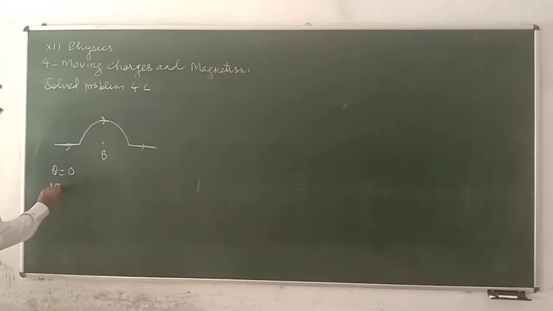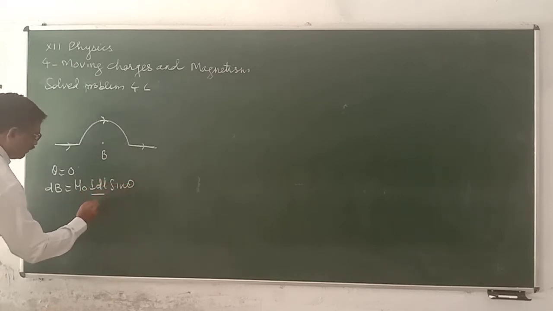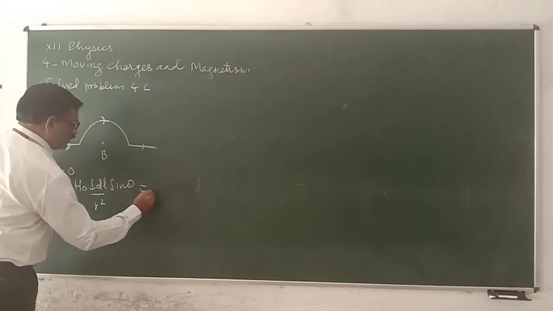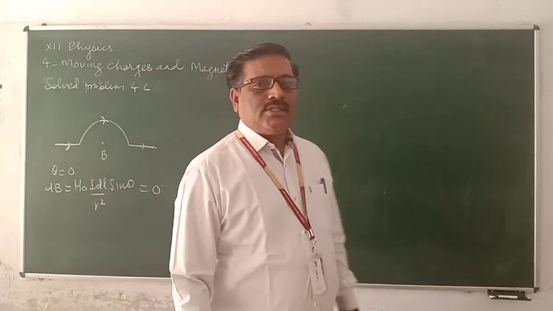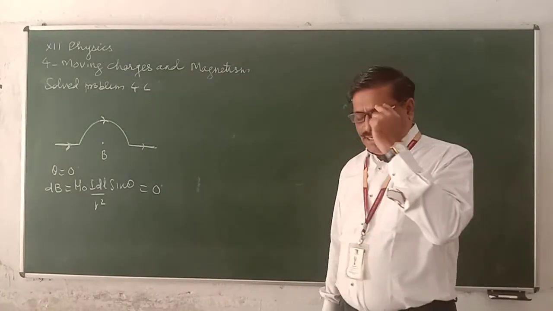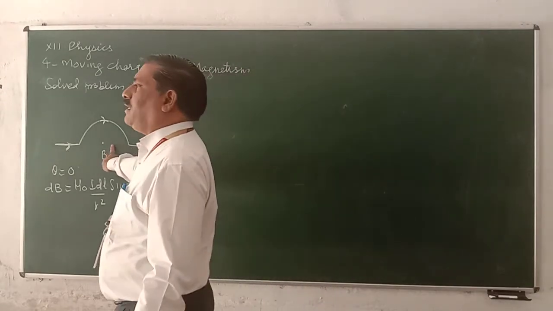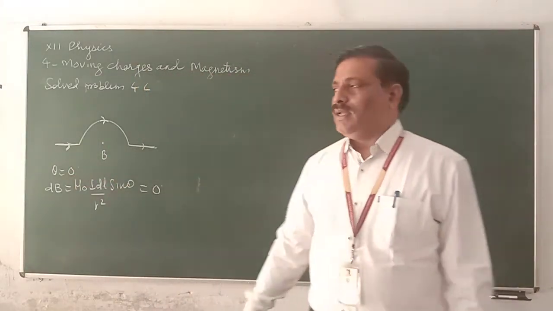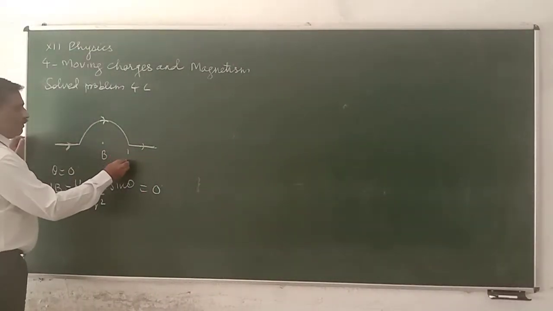Therefore, dB is equal to mu 0 I dl sin theta divided by r square. For these straight conductors, theta is equal to 0, therefore it's 0. Straight conductors will not contribute to the magnetic field at the center, because in that case theta is equal to 0. Now it's actually circular in shape. If I complete it, what is happening?